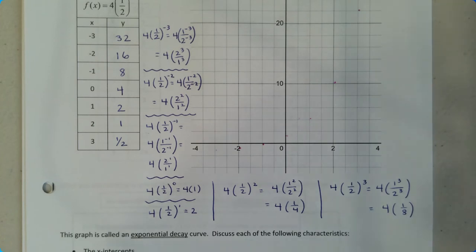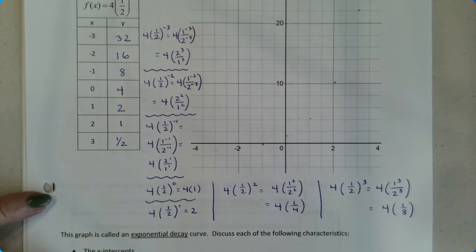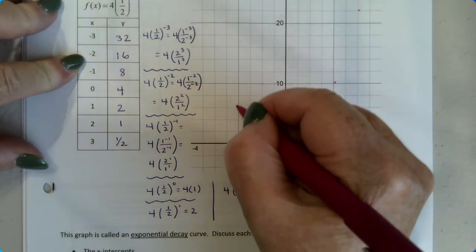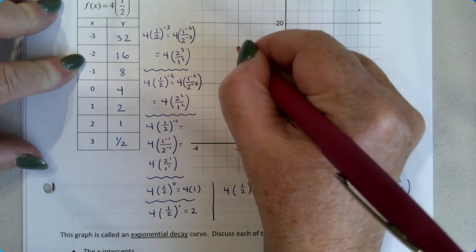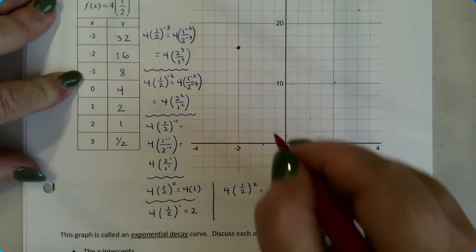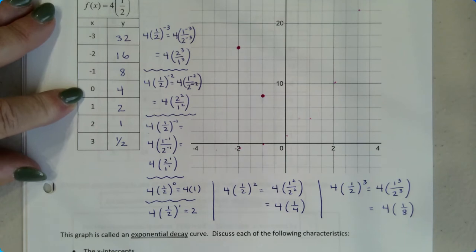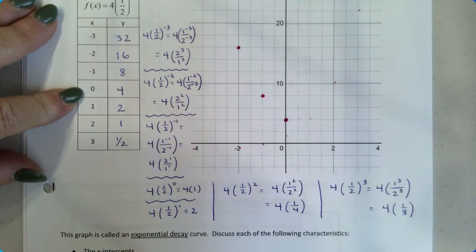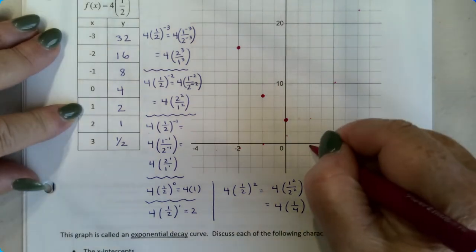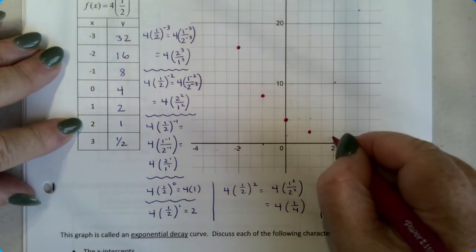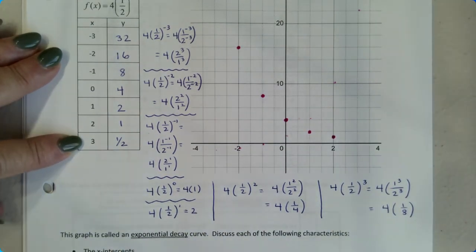All right, a little bit more work there getting our y values, but good practice for us in using those negative exponents, honestly. Let's graph this. The negative 32, I can't even get that on my graph. I don't have enough space, so I'm going to start here at negative 16. Then the points: negative 1, 8; 0, 4; 1, 2; 2, 1; and 3, 1/2.